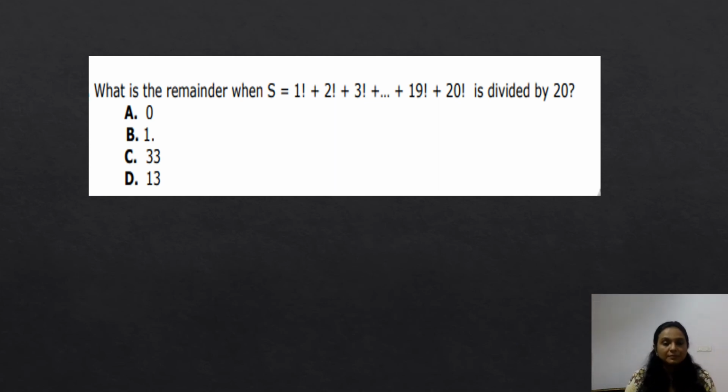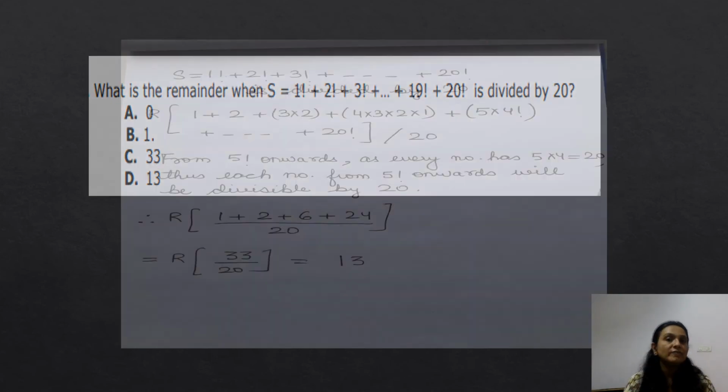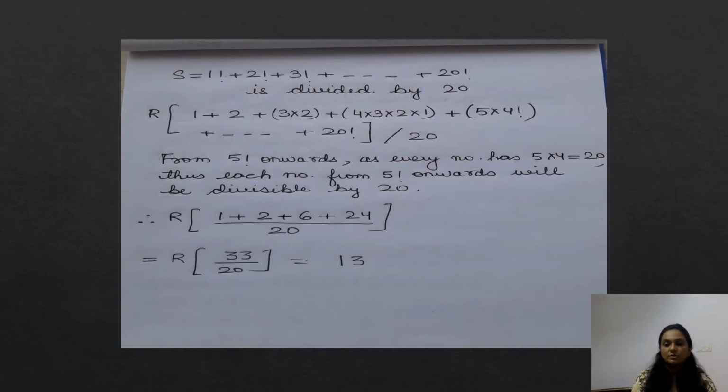Moving ahead, the next question goes like, what is the remainder when S, which is equal to 1 factorial plus 2 factorial until 20 factorial, is divided by 20? You have been given 4 options. Now we have done various questions based on remainders in our previous classes. You can go through the classes to revise your concept.